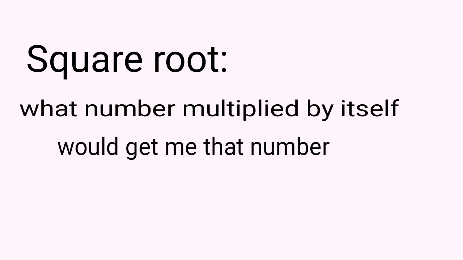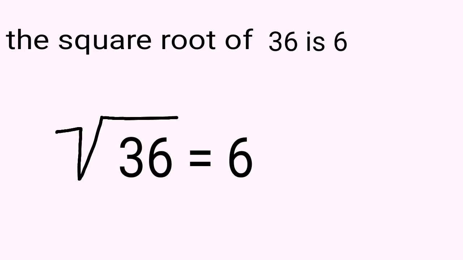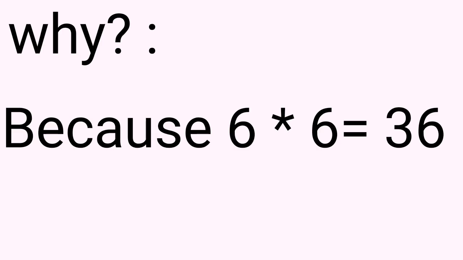So the first thing we're going to do is square root. Basically, square root is what number multiplied by itself would get me that number. Say we had the number 36, and I want to find the square root of 36. The square root of 36 would be 6, because 6 times 6 equals 36.